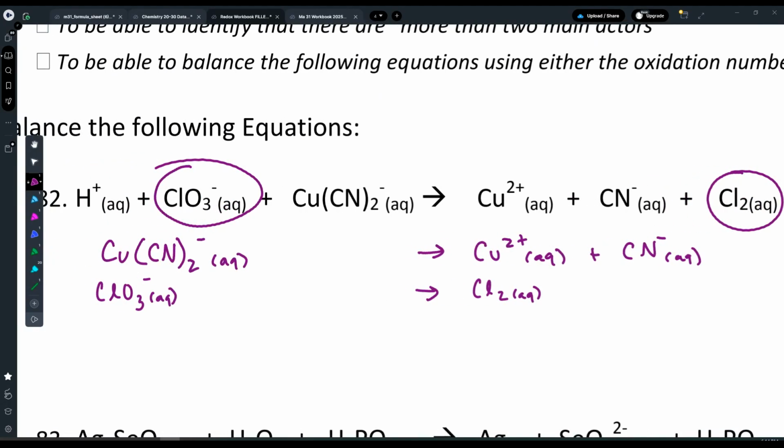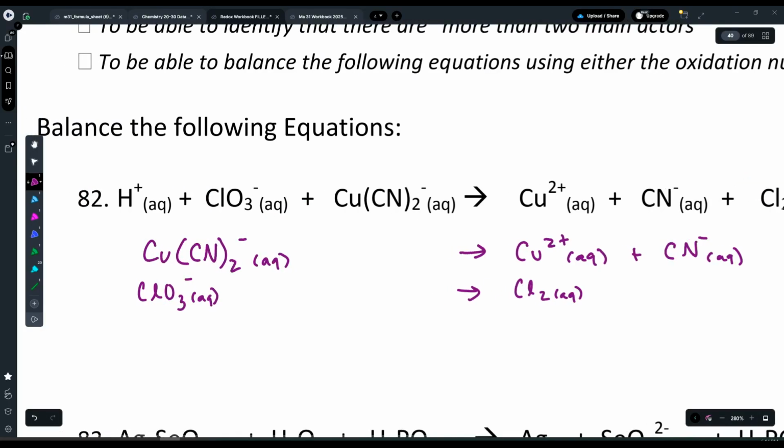Okay, so now we're just going to go through our normal half reaction balancing steps. So step 1, I'm starting with the first reaction here, and I'm balancing everything that is not oxygen or hydrogen. So copper, we have 1 going in, 1 coming out, balanced. For carbon, we have 2, because these brackets make this subscript apply to everything inside of the brackets. So we've got 2 carbons going in and only 1 carbon coming out.